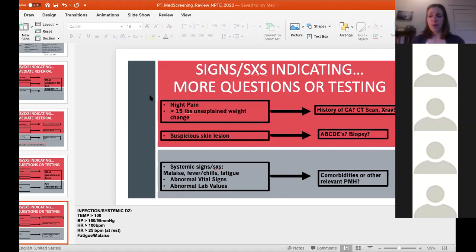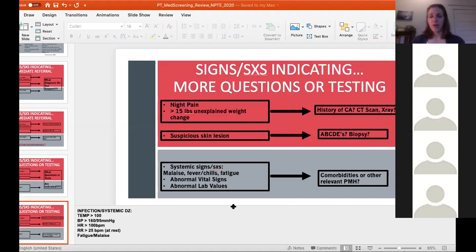D is going to be diameter, so I believe the cutoff is greater than 6 millimeters. Bigger lesions may be more indicative of faster growing cells or cancerous cells, and then evolving, so something that's changing very quickly versus a mole that's static that you have always had that's not changing very much. So maybe need for a biopsy, not that you're going to do that, but could be some further testing.